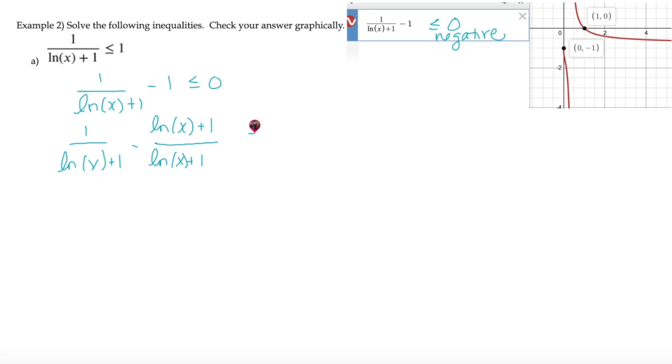This is then equal to, well, I'll have 1 minus 1, so those will end up disappearing. And I have 0 natural logs on the left minus the natural log of x on the right. So I have negative natural log of x over the natural log of x plus 1 on the right. And we're asking, where is this less than or equal to 0?